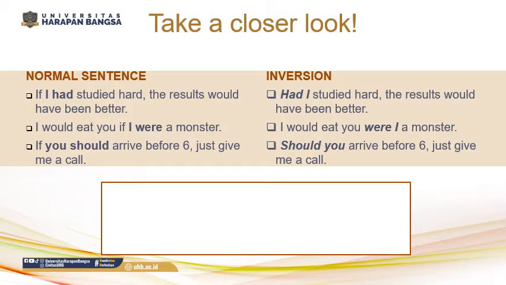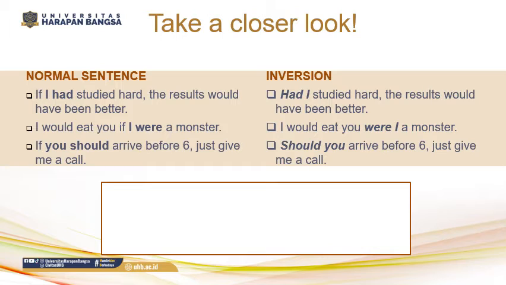Next, number 2. I would eat you if I were a monster. And here the inversion is, I would eat you were I a monster. Again, just focus on the if clause. Kita fokus pada if clause-nya saja. If clause-nya adalah, if I were a monster. Ada subjek I diikuti verb were. Maka untuk inversinya, kita hilangkan if, kemudian kita balik susunan subjek dan verbnya menjadi were I a monster.